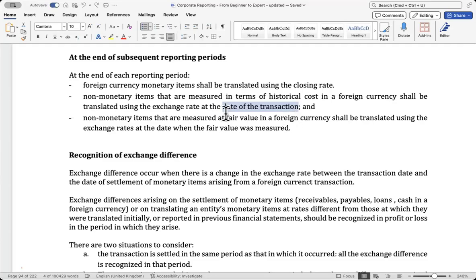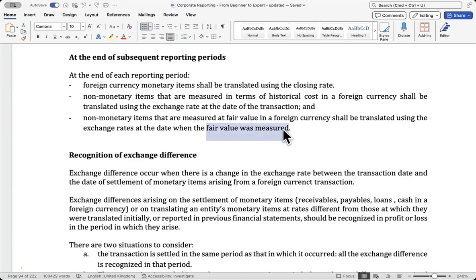You know that a lot of these non-monetary items are also measured at fair value. In that case, you're going to translate them into your presentation currency using the exchange rate at the date the fair value was measured.